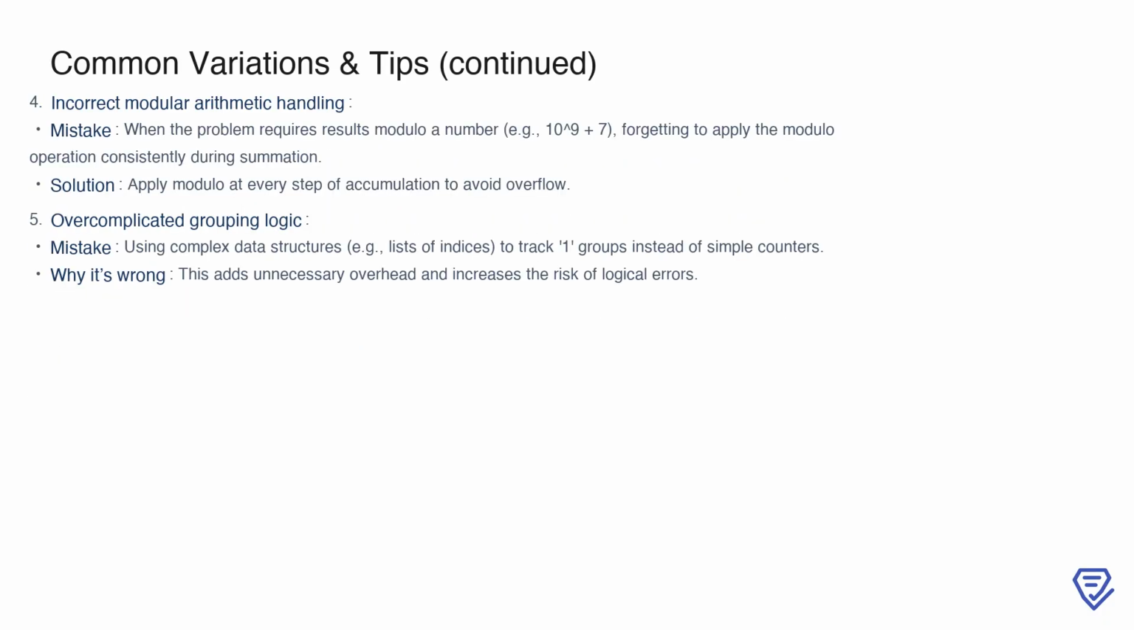Another error to watch for is incorrect handling of modular arithmetic. If the problem requires results modulo a value like 10 to the power of 9 plus 7, forgetting to apply the modulo operation consistently during summation can cause overflow issues. The solution is to apply the modulo at every step of accumulation. Additionally, overcomplicating the logic for grouping ones can create unnecessary challenges. For instance, using complex data structures like lists of indices to track groups of ones adds overhead and increases the risk of logical errors. Instead, simple counters are sufficient and more efficient for this problem.